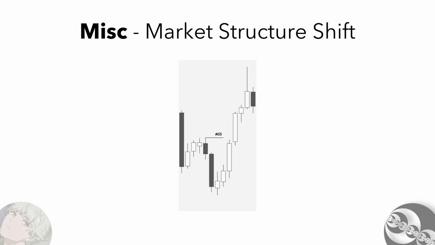A market structure shift indicates a shift in the narrative. For a bullish example, if we trade above the high that made the last swing low, then that would be considered a bullish market structure shift. And if we trade below the low that made the last swing high, then that would be a bearish market structure shift. ICT says that as long as we trade above or below, it's considered a market structure shift, but I like to wait for a candle close above or below for extra confluence.